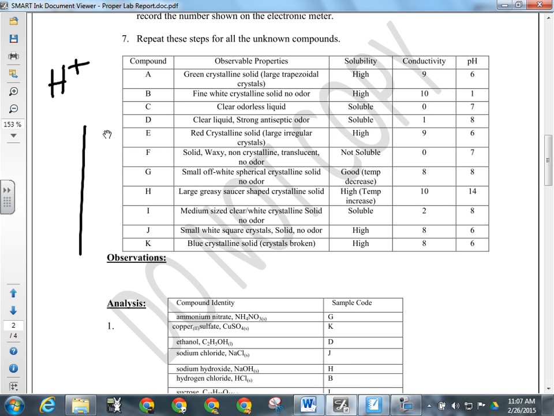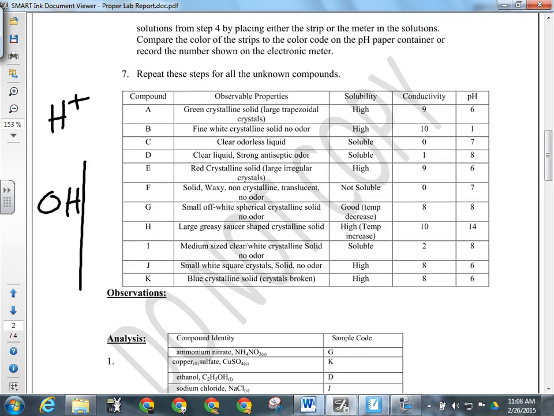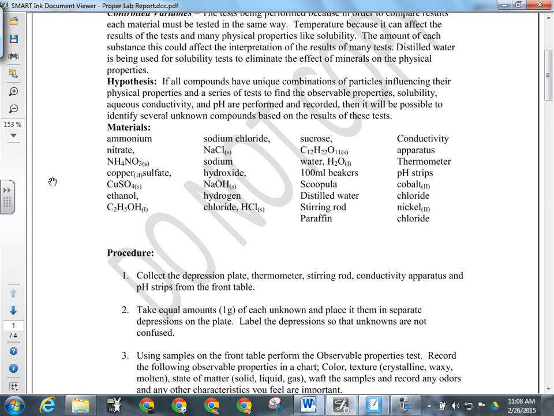All right, so I'm going to go down to the next one. H, large, greasy, saucer-shaped crystalline solid. Crystalline solid, it's definitely ionic. It had a temperature increase and was very soluble and had a conductivity of 10. Definitely ionic, but here's the kicker. It's highly basic. Okay? All basic compounds contain OH. Everyone follow me there? Okay, that's straight out of your lesson 4 notes. Okay, so if I go back up here, I only see 2 compounds that end in OH, and one of them I already identified. It was a liquid, so it can't be this. So it's got to be this stuff.